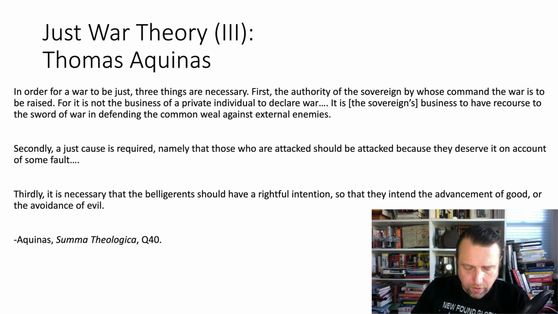Thomas Aquinas went further than Augustine in codifying the principles of just war theory in his enormous work, the Summa Theologica, which was written over the course of about 10 years between 1265 and 1274. In order for a war to be just, three things are necessary. First, the authority of the sovereign, by whose command the war is to be raised. For it is not the business of a private individual to declare war. It is the sovereign's business to have recourse to the sword of war in defending the common weal against external enemies.